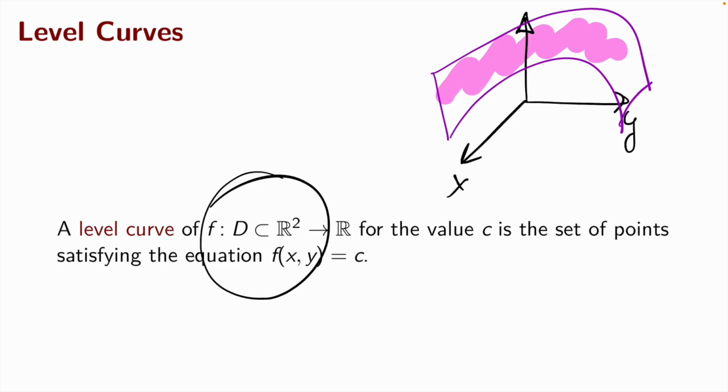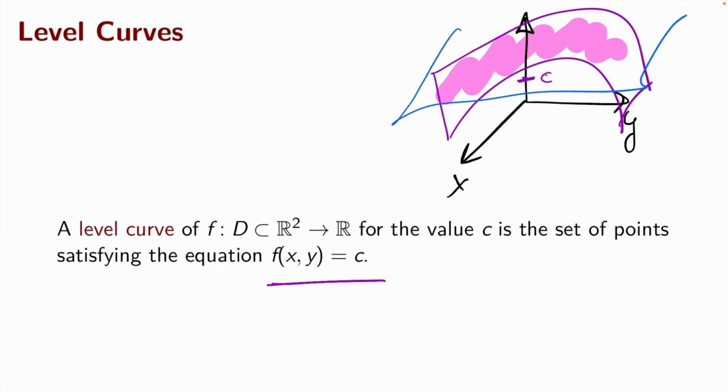But now, if we consider the values of (x, y) such that f(x, y) is equal to c, so for instance, if this is a particular value c here, then we are cutting this surface by a plane at the height of c. So we are going to get some curve here that will be what is called a level curve.